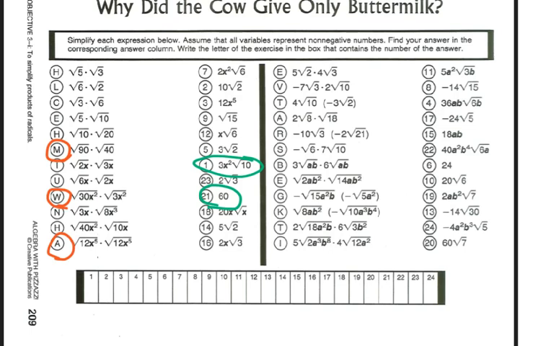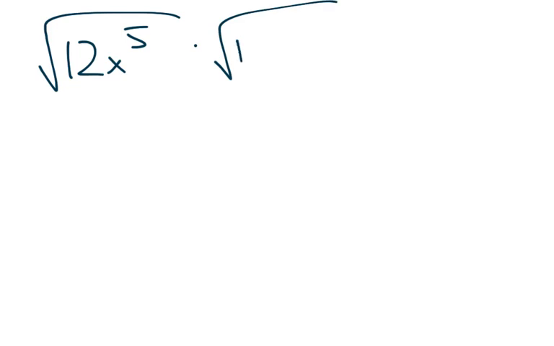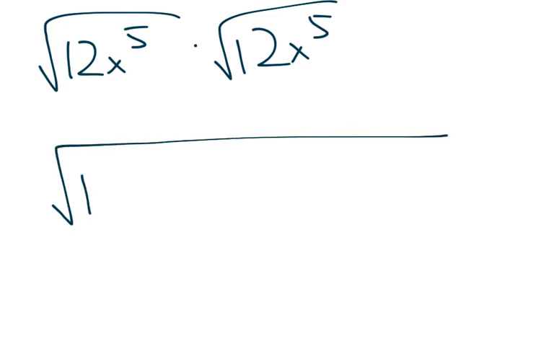Alright, let's do the last one on the left-hand side. We got 12x to the 5th times 12x to the 5th. This is actually a trick problem. Maybe you see it. I don't know. I don't know if I would have at your age. But they're both the same thing. So if I put them under the same radical, watch what happens.